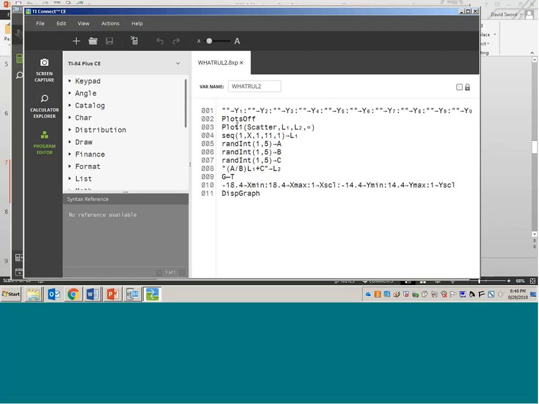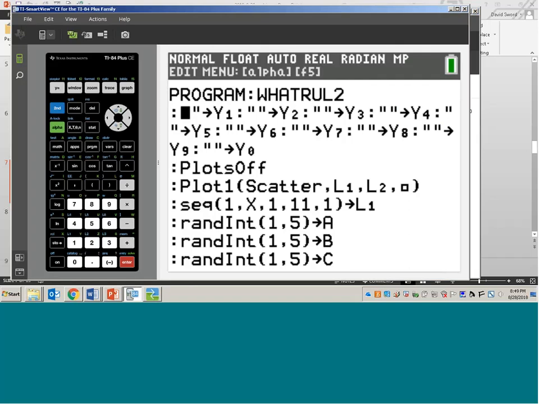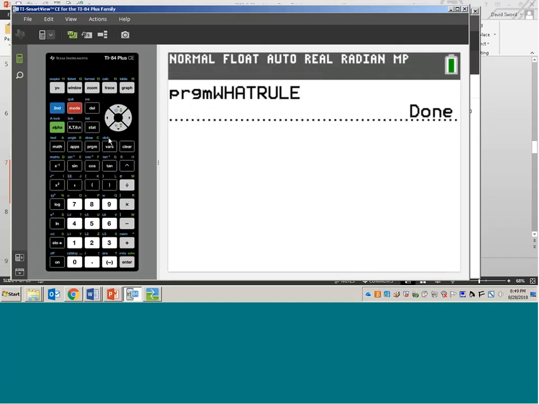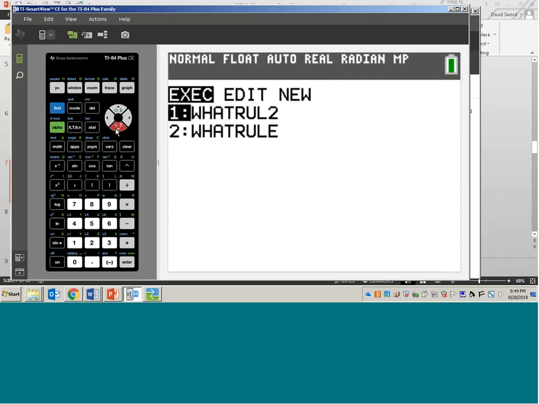I turned off the plots. I set up scatter plot 1. I put the sequence into L1. I generated a random integer for A, B, and C from 1 to 5, and then I just put the equation A over B times L1 plus C into L2, and it's a random linear function that when we run this program now, the students will get a random linear function that they have to identify the rule.